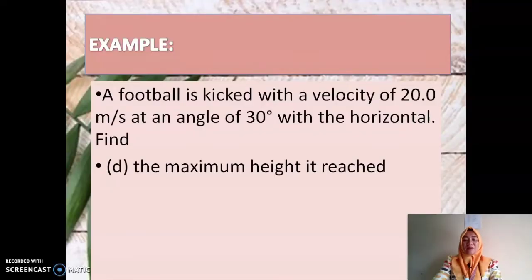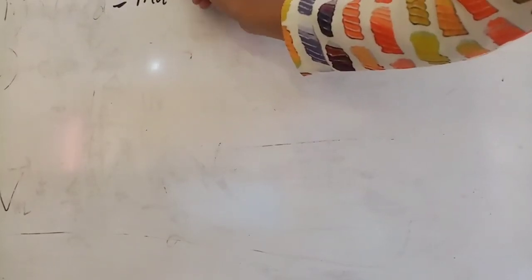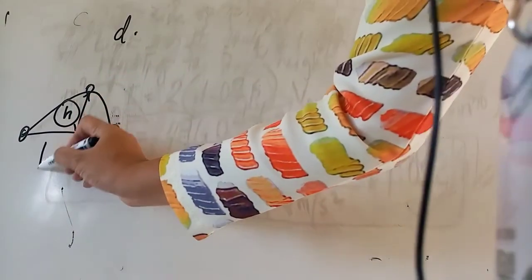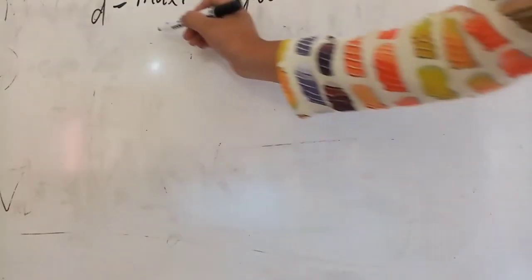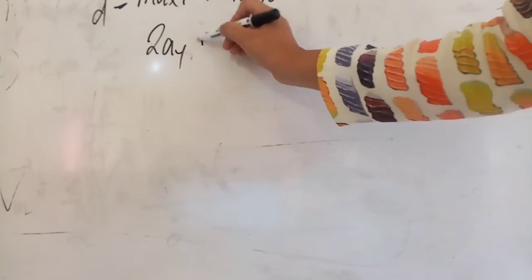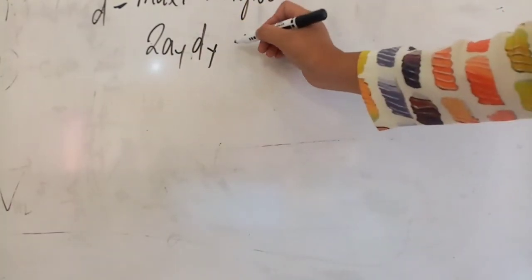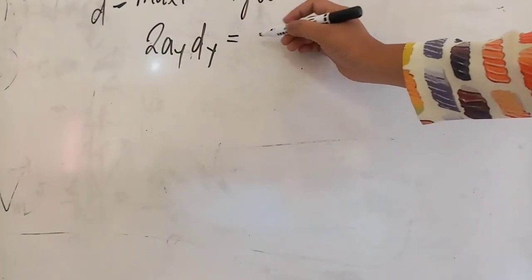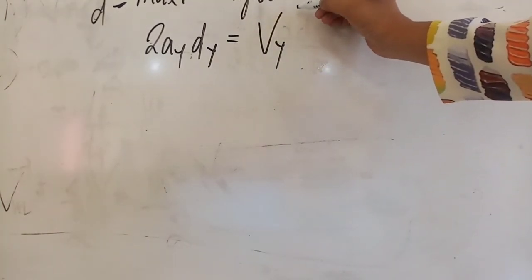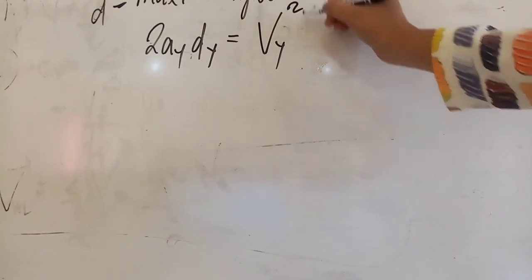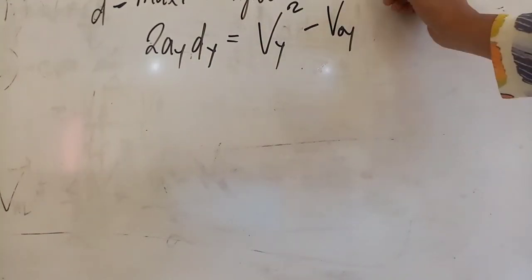Letter D, the maximum height it reached. For letter D, we are asked for the maximum height of the ball upon its takeoff, or the maximum height can be equal to our distance in y. So we can use the formula 2 a y times our displacement in y is equal to our final velocity in y squared minus initial velocity in y squared.